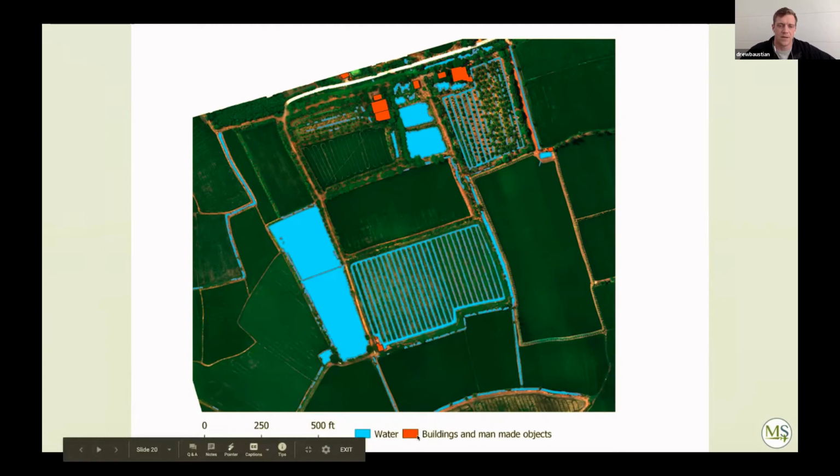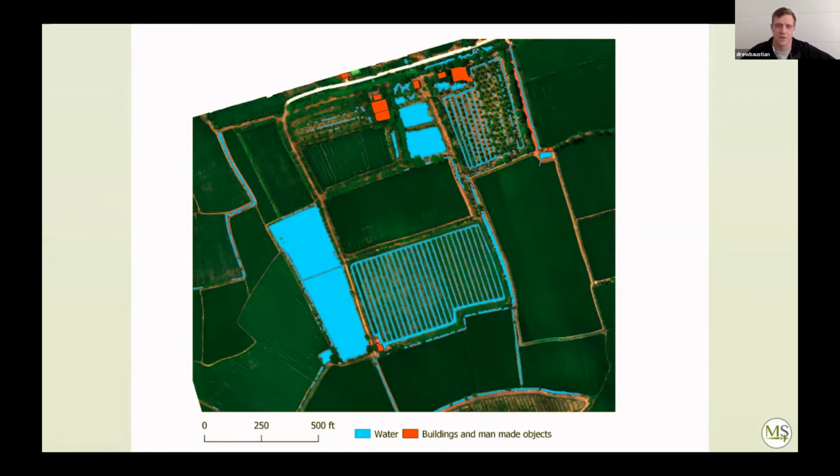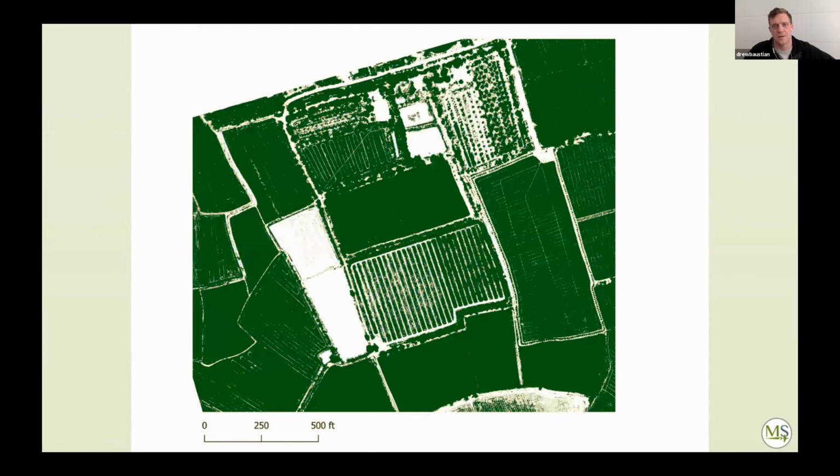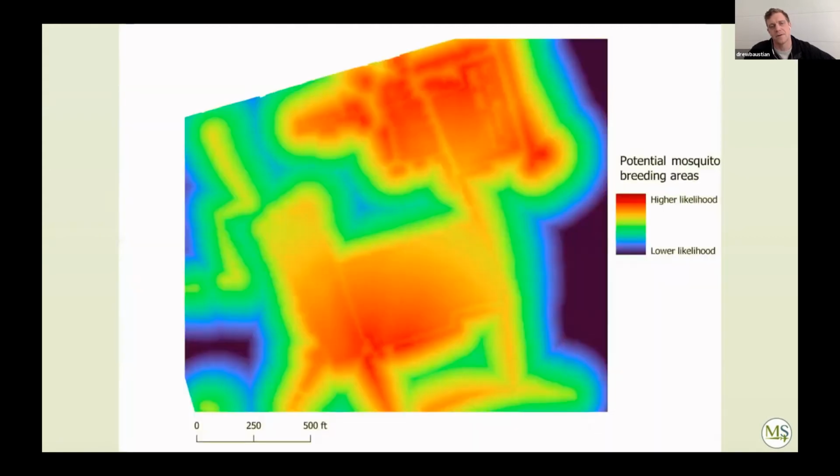We also classified all the man-made stuff, like the buildings and places where people would frequent, because that's another area where applying some sort of insecticide for mosquito control would be important. And then we took that information and we created a heat map, which would be a guide to anybody who's doing the application on where they should be applying it and where maybe it's not that important to apply it.